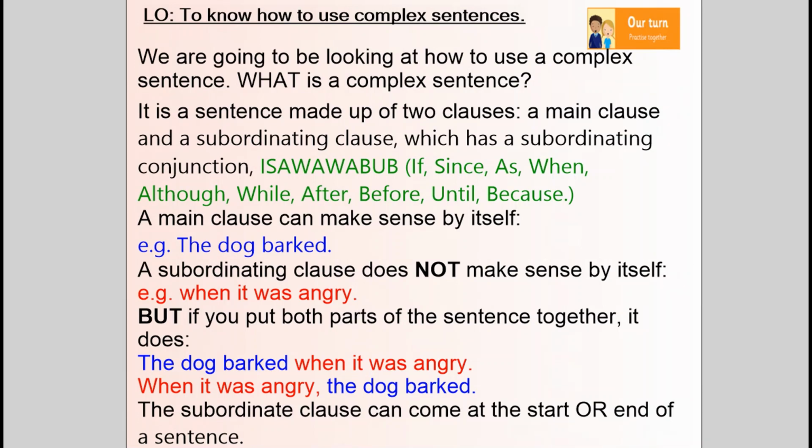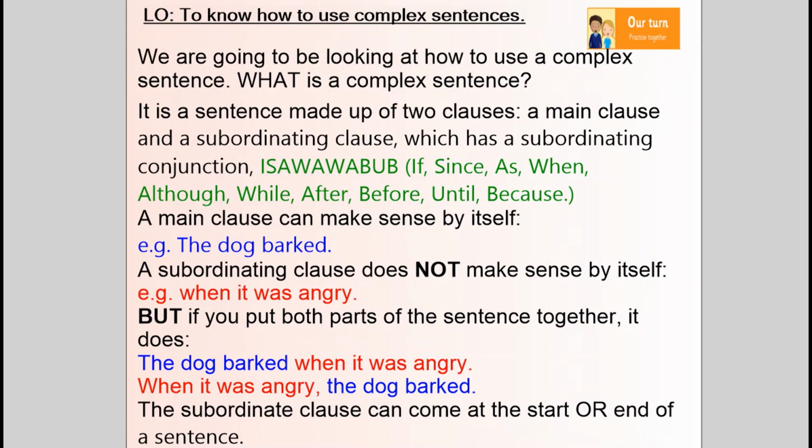Now a main clause makes sense by itself. The dog barked. It's a singular verb in this one. A subordinating clause does not make sense by itself: when it was angry, or when what was angry. But if you put both parts of the sentence together, it does make sense. The dog barked when it was angry. When it was angry, the dog barked. The subordinate clause can come at the start or the end of a sentence.